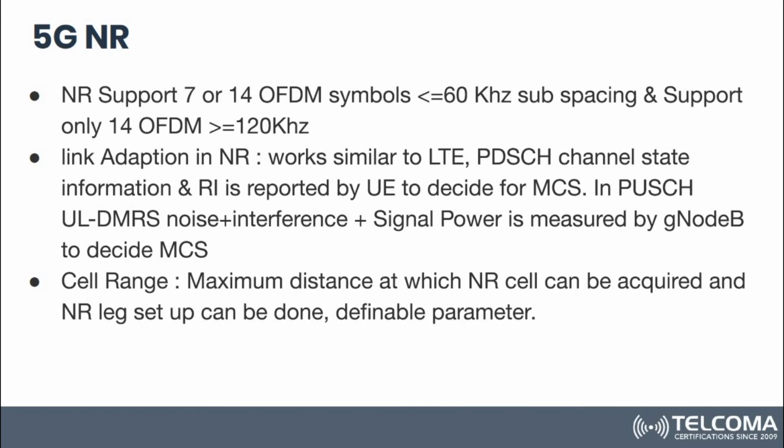Link adaptation is similar to LTE: PDSCH, channel state information and rank indicator are reported by the UE to decide what modulation scheme to use. In uplink, PUSCH and uplink DMRS, noise plus interference and signal power are measured by the gNodeB to decide the MCS. Cell range is one of the parameters where we can define the cell range of the NR cell, and that also depends on what we have done in our RACH sequence planning, or we can say RSI planning.